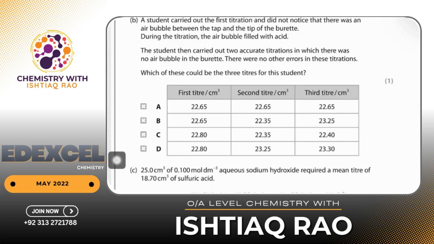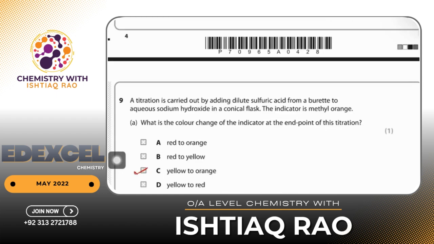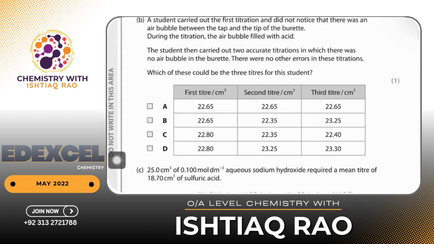Air bubble. An air bubble is going to make your calculation inaccurate because you will think that the burette is filled but in actual it's not filled. There is an air bubble. It's going to occupy the volume. So in reality, the volume of liquid is lower.